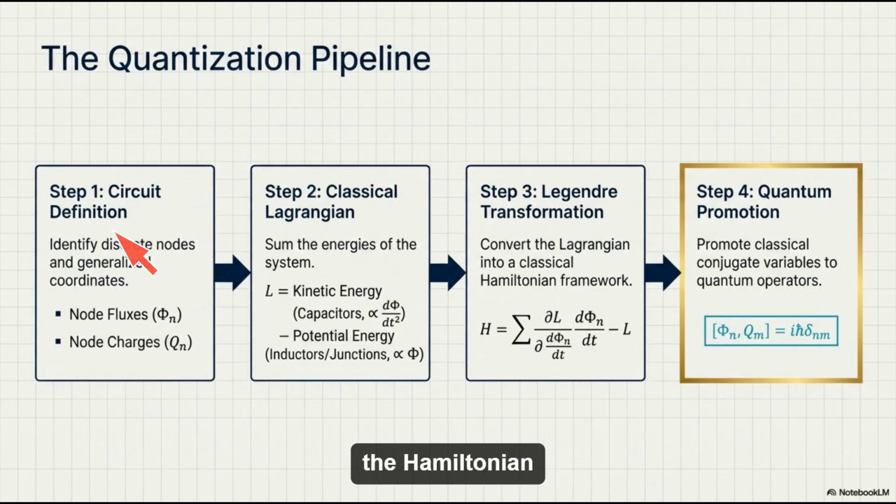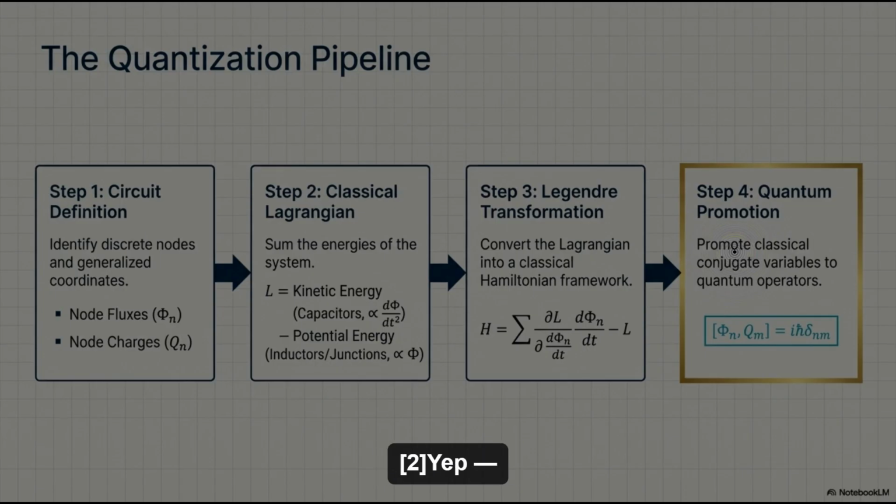That takes us to the Hamiltonian framework. And then comes the magic step. Yep, step 4, quantum promotion. Flux and charge become operators. You impose the commutator, and suddenly the whole circuit is quantum.